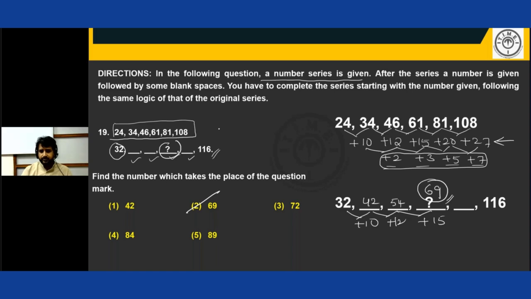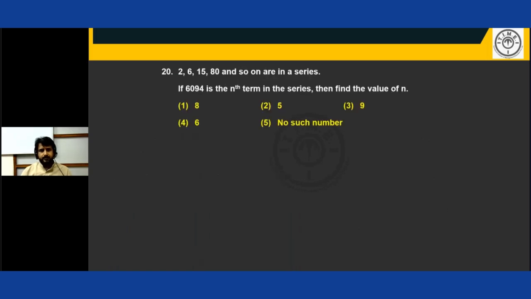Now move to the next question. 2, 6, 15, 80 and so on in a series. If 6094 is the nth term in the series, then find the value of n. Here we are given that the nth term in the series is 6094. We have to find what n is. So we have to identify the logic till we get the number 6094.